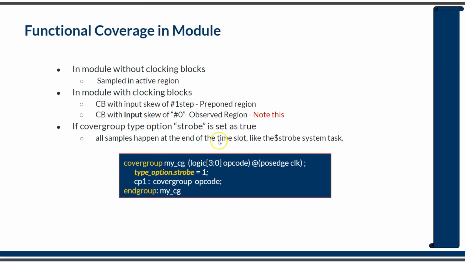So this is the behavior of functional coverage that is written in a module. By default those will be sampled in the active region. If they are using clocking blocks, they will be appropriately sampled in these two regions. And if in the cover group specification the strobe option is set to 1, then they will be sampled in the postponed region.